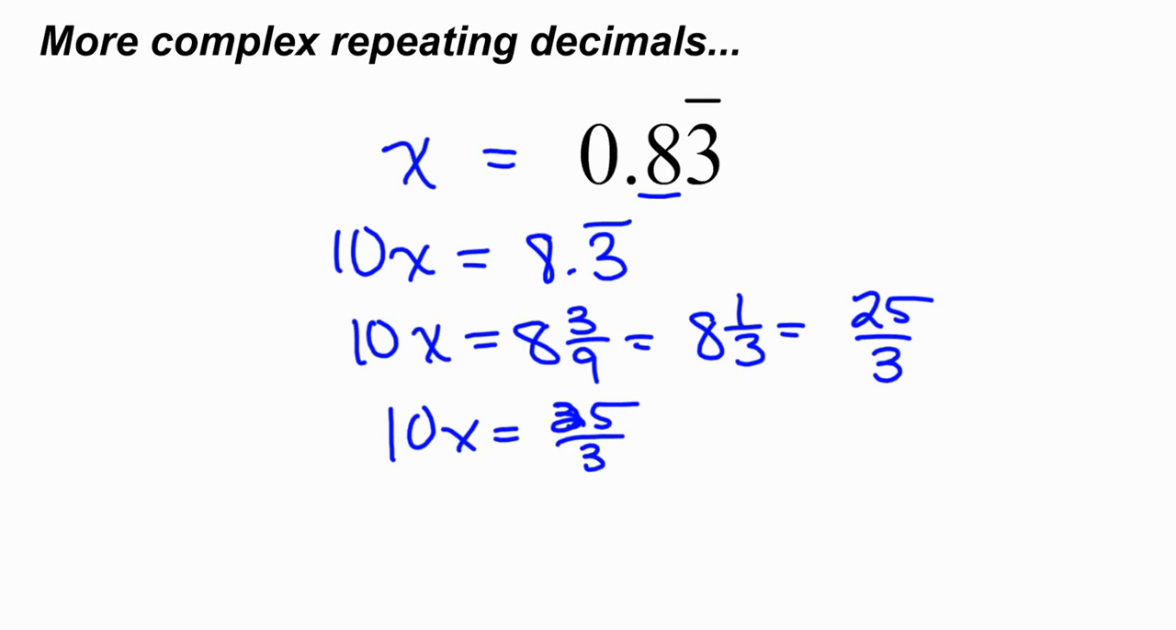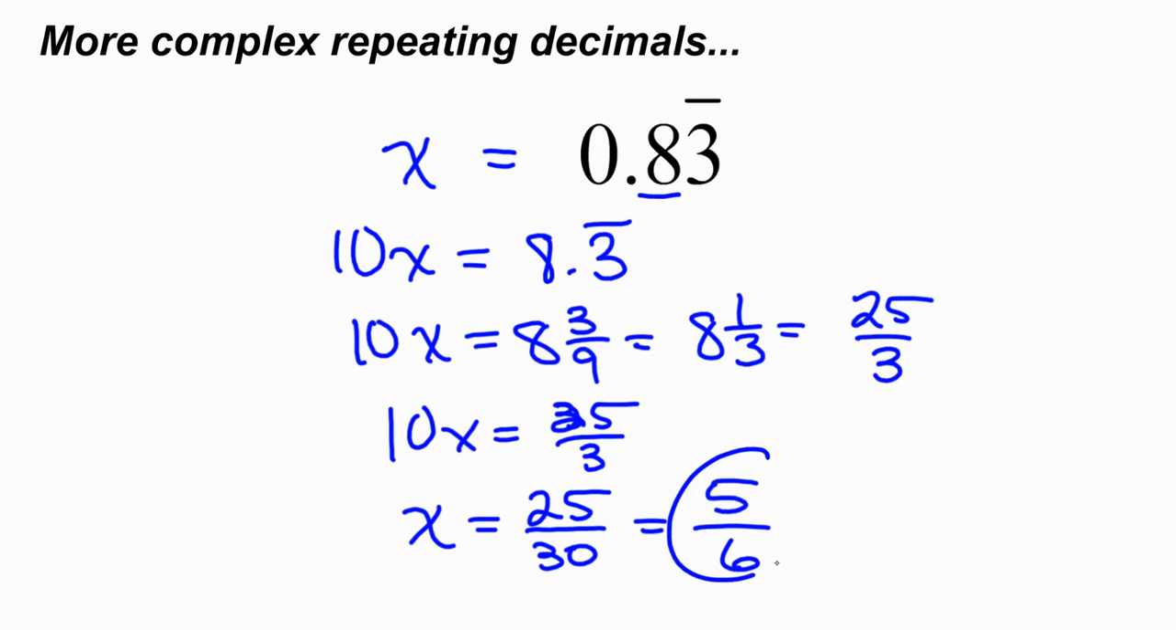And now I just need to divide by 10 to get back to x, what I wanted to know in the first place. So if I divide by 10, x is 25 thirtieths, because 25 thirds divided by 10 is 25 thirtieths. And if I simplify that fraction, I get 5/6. So now I've got my fraction version. And if you check that by taking 5 divided by 6, you will get 0.83 repeating when only the 3 is repeating. So it's a little bit more work, but it's totally doable. We just have to use some algebra.